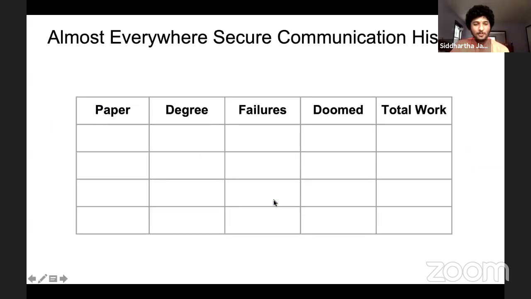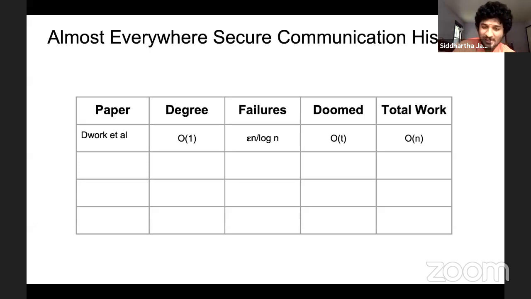So this problem has a nice history. It was initially construed by Dwork et al., and they gave a protocol with a constant degree graph that sustains O of n over log n failures, and allows at most O of T nodes to be doomed. And it has a linear work complexity. So that's where things started off.